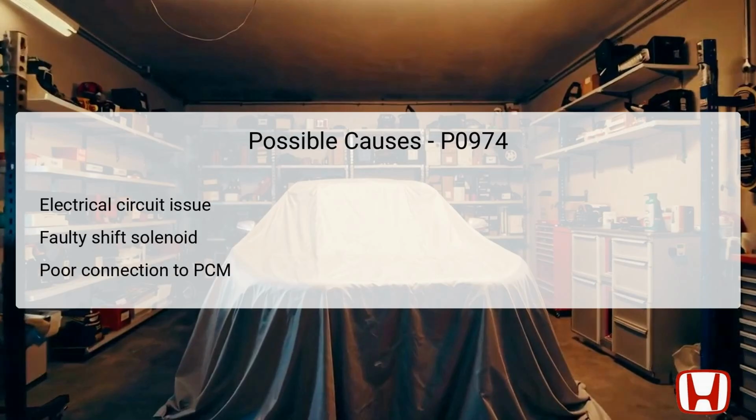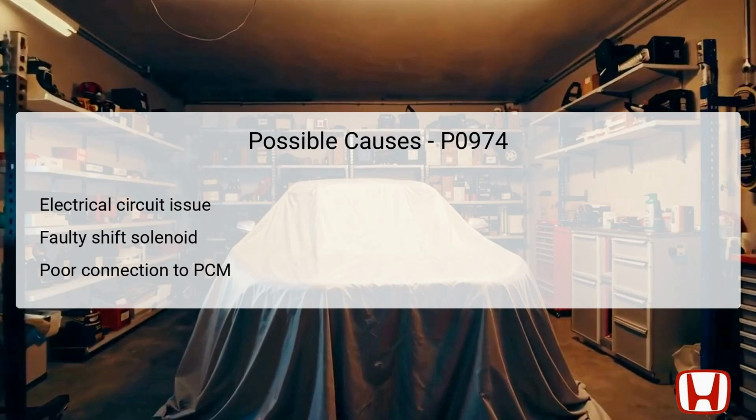The potential causes for DTC P0974 mainly revolve around electrical circuit problems. A faulty shift solenoid valve A can prevent proper gear engagement, leading to an open circuit condition. Poor electrical connections can also lead to intermittent issues, where the circuit may occasionally work, but fails under certain conditions. Additional factors include a malfunctioning PCM or issues in the wiring connected to the solenoid itself.